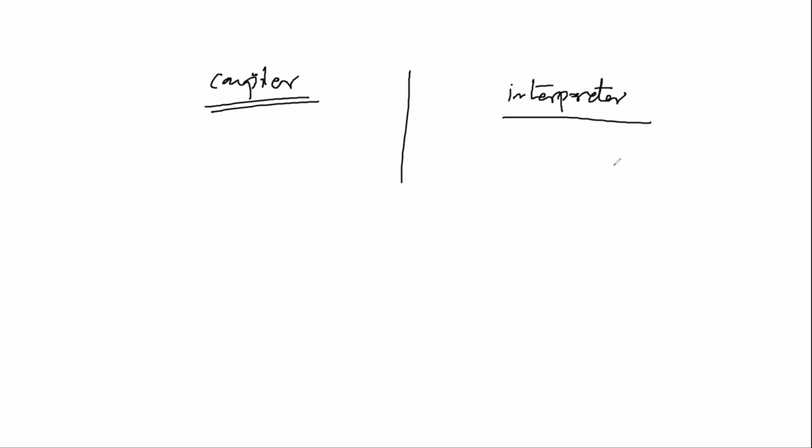Now, what is fast, right? If a compiler based language or interpreter based language, what is fast? Because sometimes people say that Python is a slow language or something like that, right?